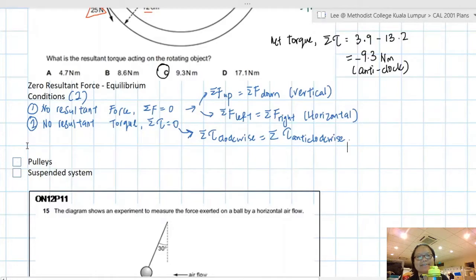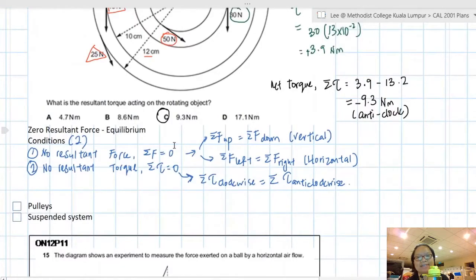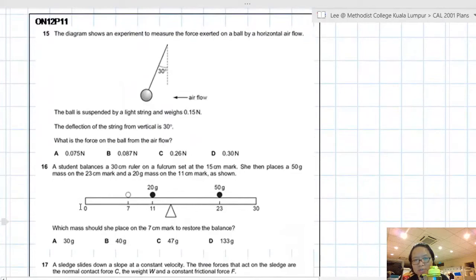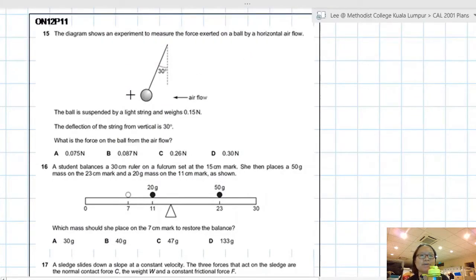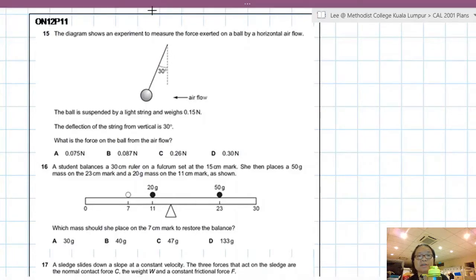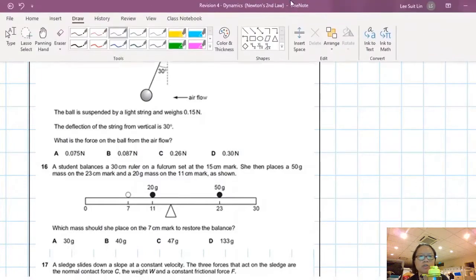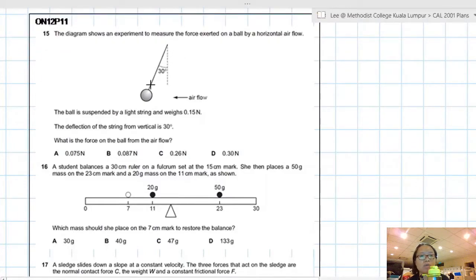Okay, so we're going to do some examples. You write the condition: no resultant force and no resultant torque. Alright, so now this is a suspended system. You have a ball. I'm going to just draw out all the forces for you. Of course, because there's a string, there's tension. So you go through the list of 4 forces. Got tension, got weight.